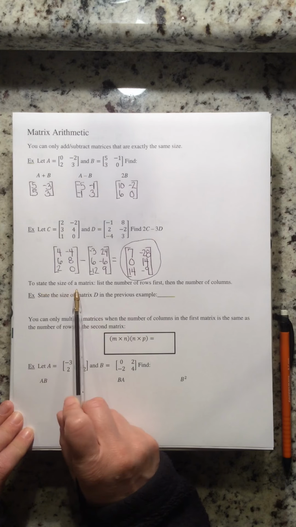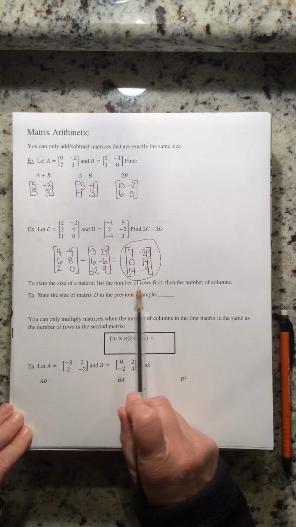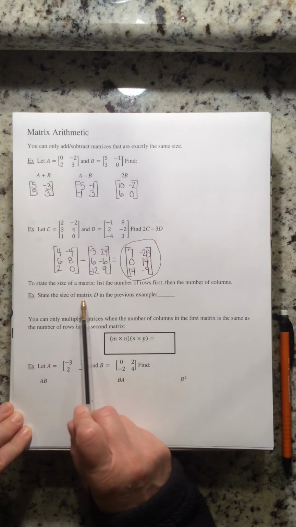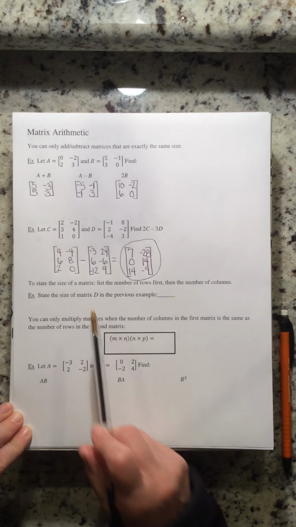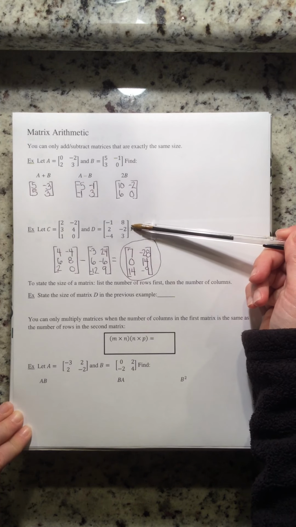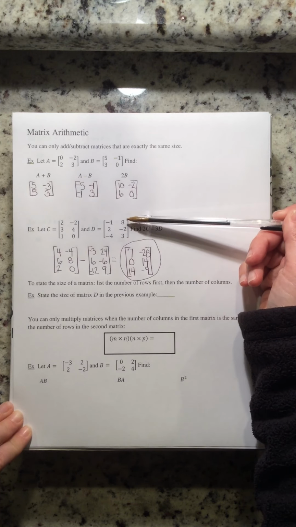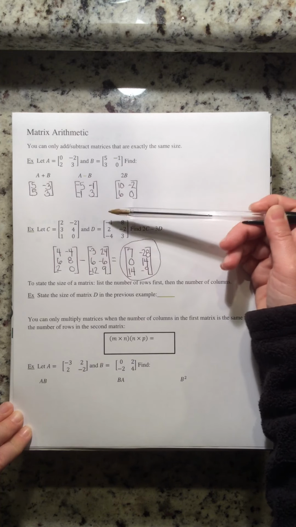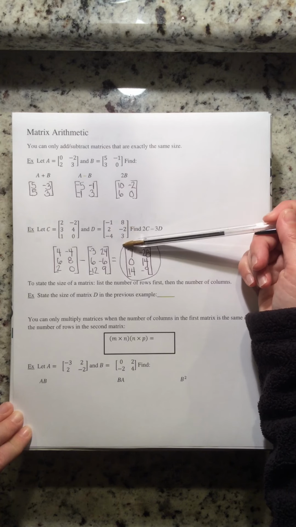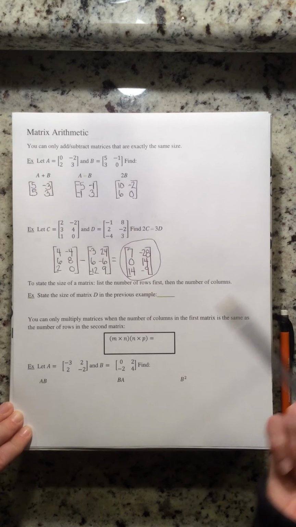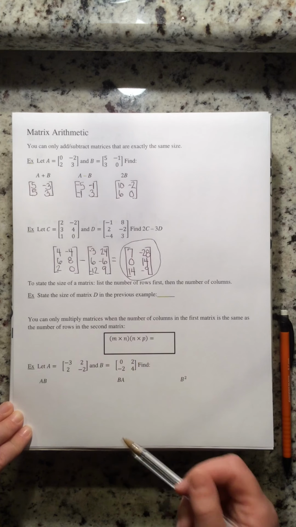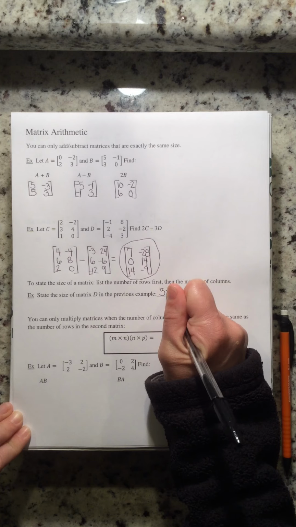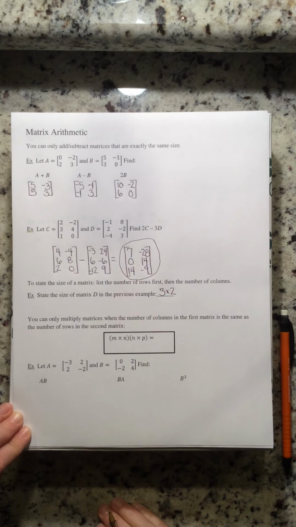To state the size of a matrix, you're going to list the number of rows first, then the number of columns. So to state the size of matrix D in the previous example, I want you to notice that D has 1, 2, 3 rows and 1, 2 columns. So rows first, then columns. Because D has 3 rows and 2 columns, we can write that D is a 3 by 2 matrix.